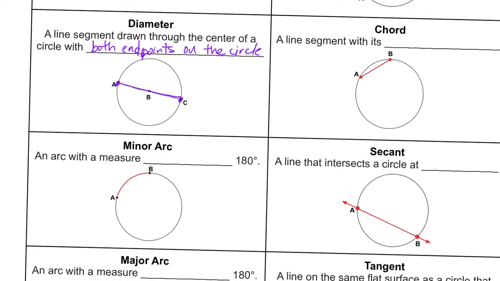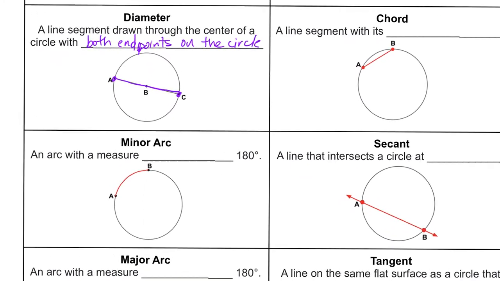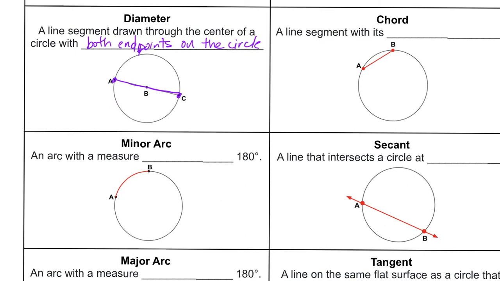Next on the list is a minor arc. A minor arc is an arc that has a measure that's less than 180 degrees. That means that the arc does not go all the way around from one end of a diameter to the next. It's smaller than 180 degrees. And the way that we would label this minor arc is to just write the name of the endpoints with a little arc symbol above it.